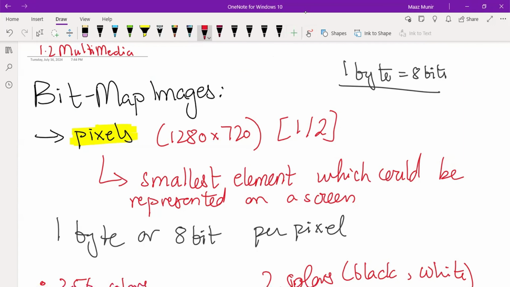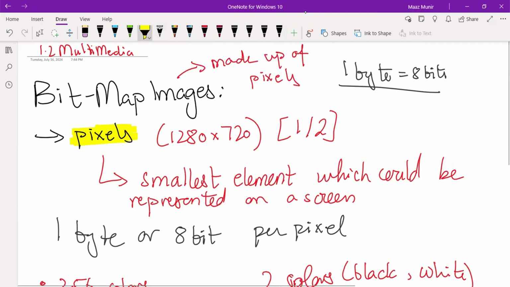Now, what do we mean by bitmap images? We always hear this term bitmap images, but a lot of us don't know the exact definition of bitmap images, which could come in exam. Bitmap images basically refer to those images which are made up of pixels. And what do we mean by the term pixels? Pixel is basically the smallest element on a screen which could represent something, some color or some image. The exact definition which the examiner demands is: smallest element which could be represented on a screen.